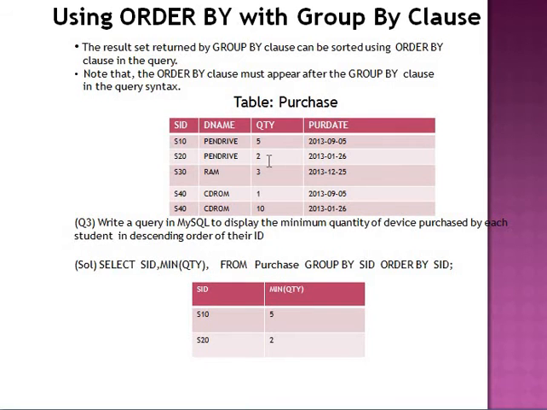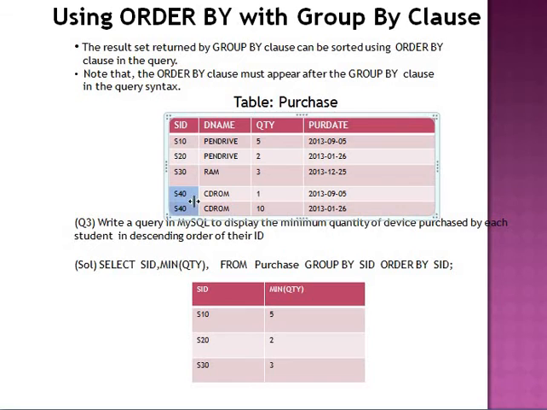Then again, if you look at this table, the student with the SID entry as S30 has purchased the device RAM and 3 numbers of that device only on this particular date. So the minimum quantity of devices purchased by this particular student, that is S30, will also be 3. And this shows S30 as the third entry in the output table.